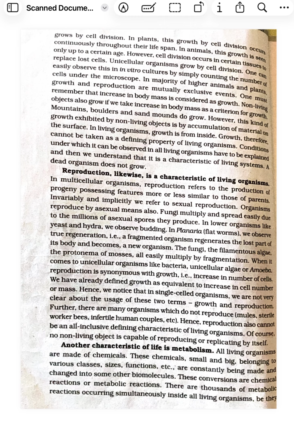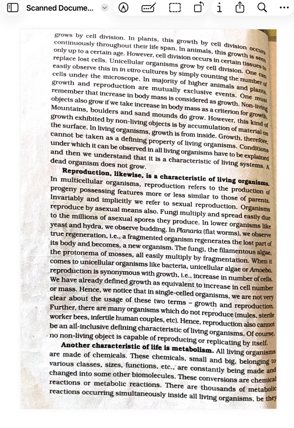If you are using reproduction, there is no need to use the growth term, or if you are picking the growth term, it is not necessary to mention reproduction. Further, there are many organisms which do not reproduce. Now comes the point: whether it is a characteristic feature or a defining feature. So what are the major rules for a defining feature? It should be present unexceptionally in each and every living organism, and it should be absent from the non-living.